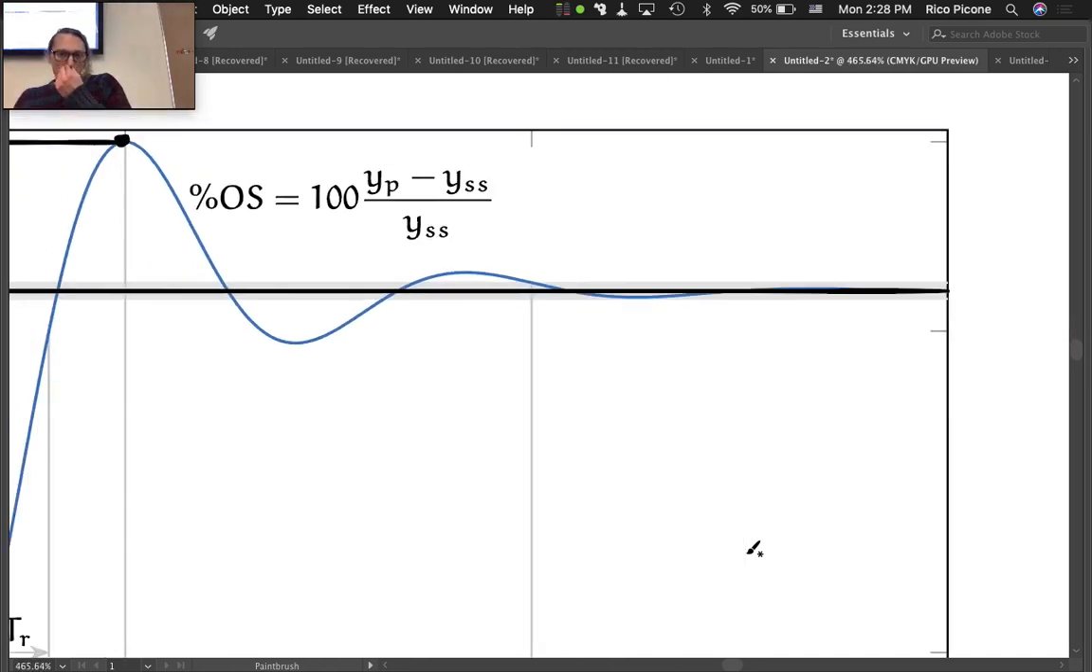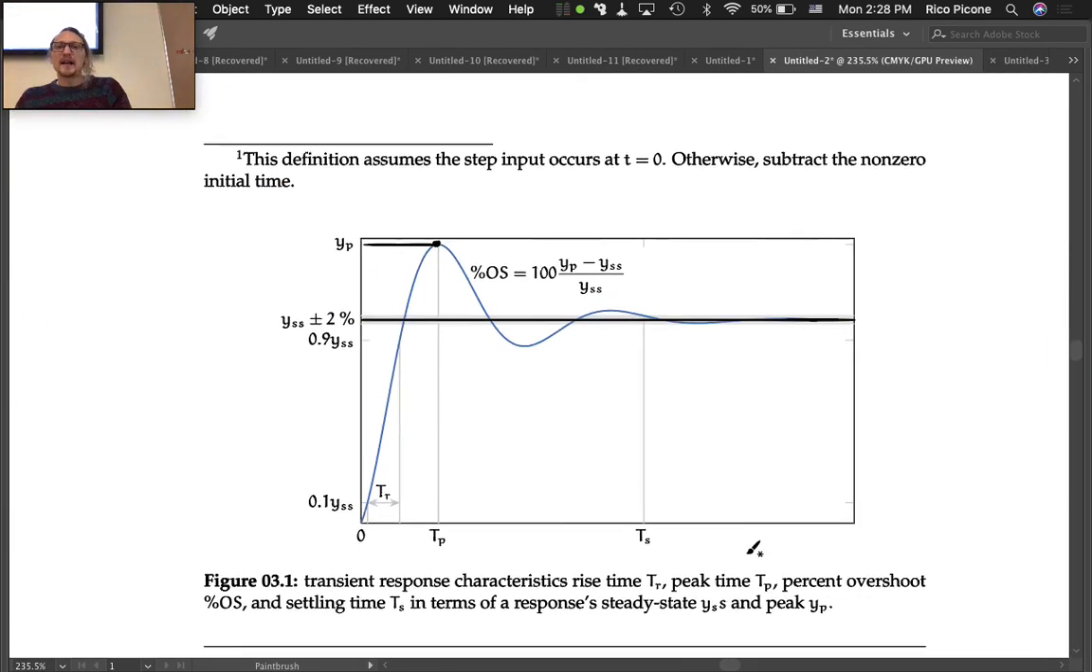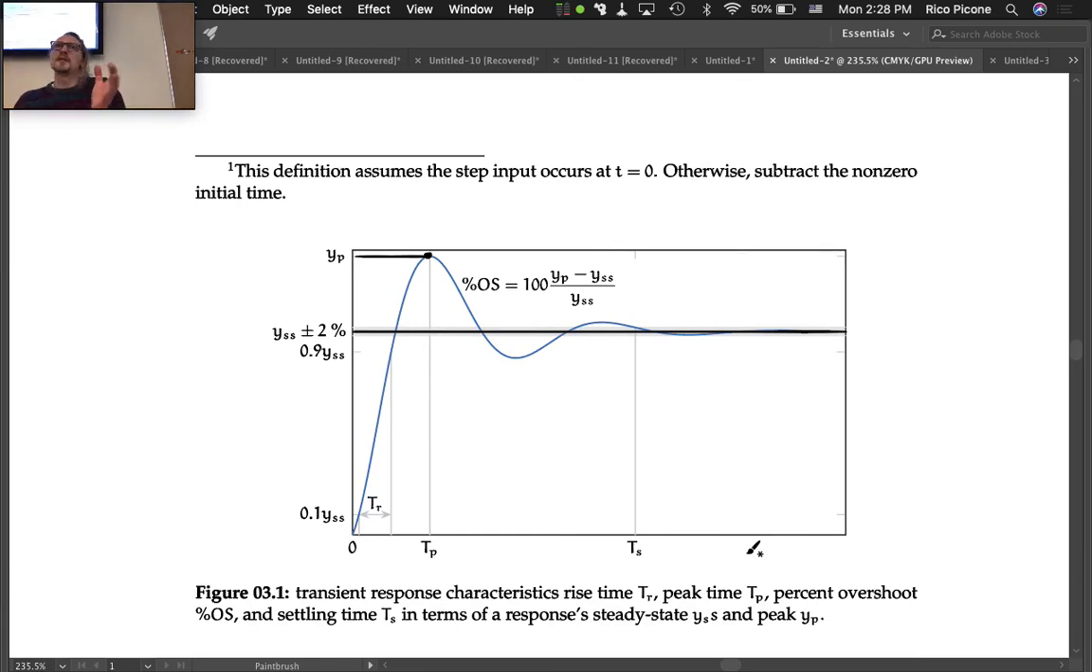So the settling time tells us how long it takes for it to really get close to that final value, that steady state value. Those are the four that we're going to consider for transient response performance. Notice a couple of things. Three of them are time, and one of them is percent overshoot.